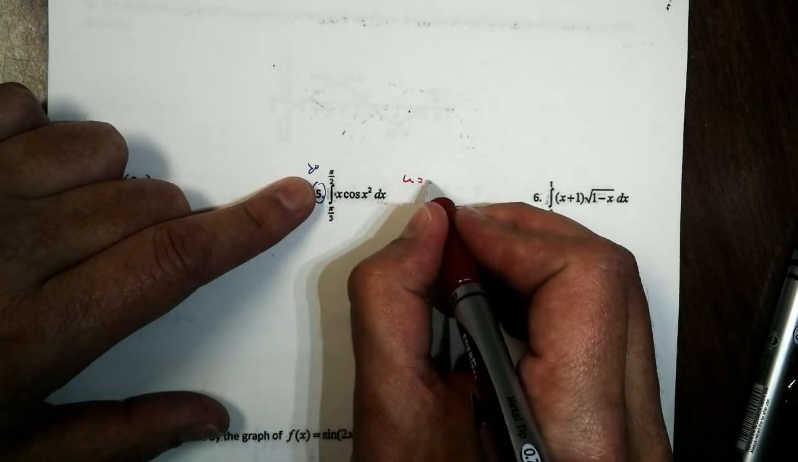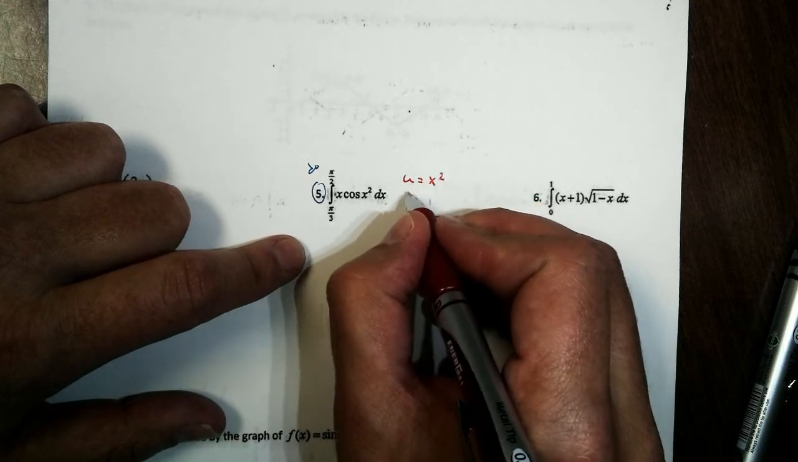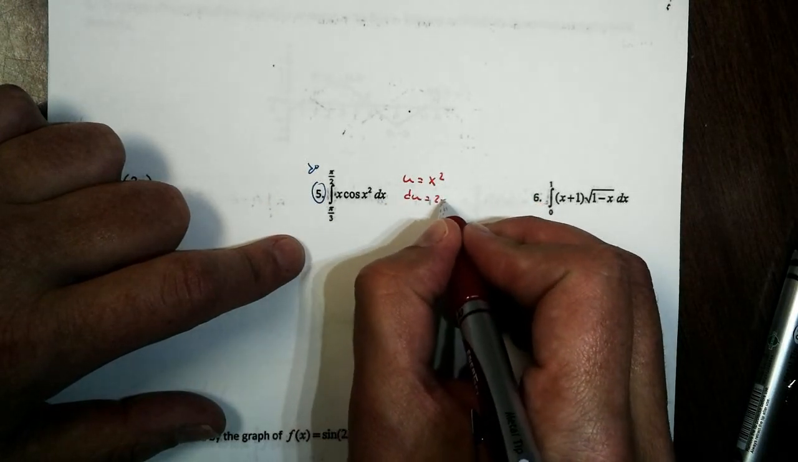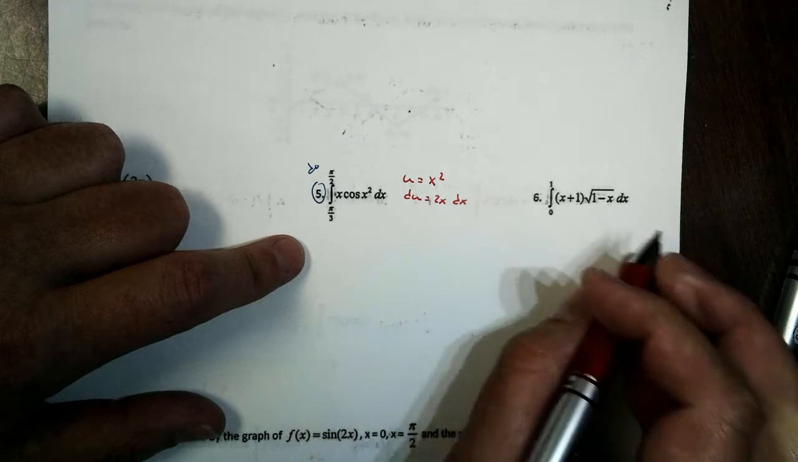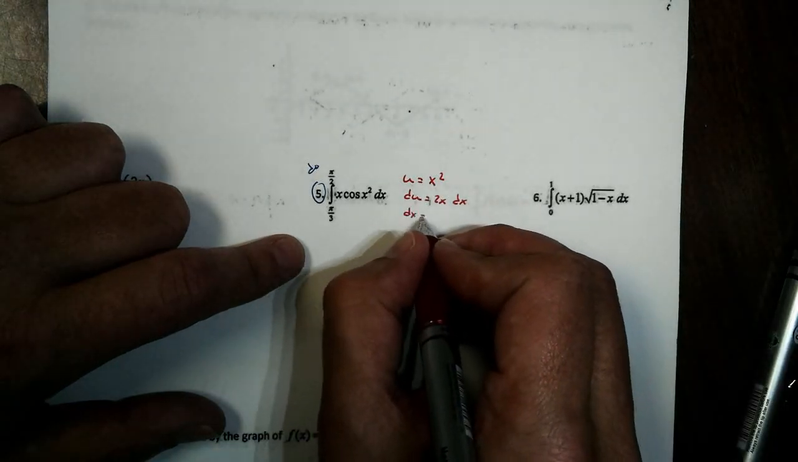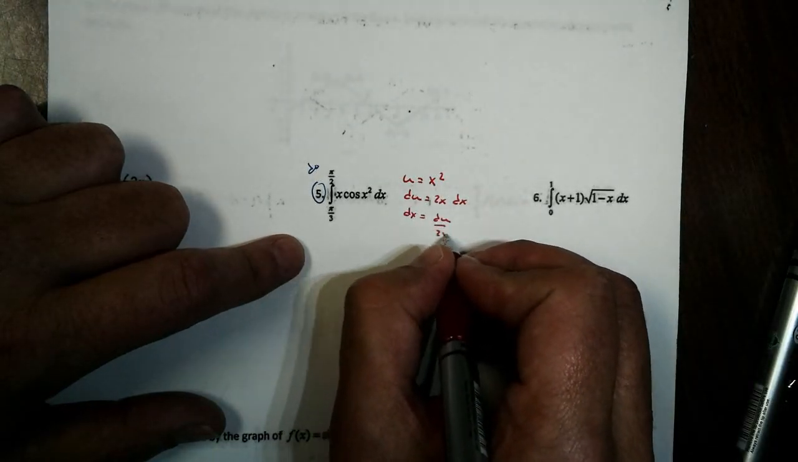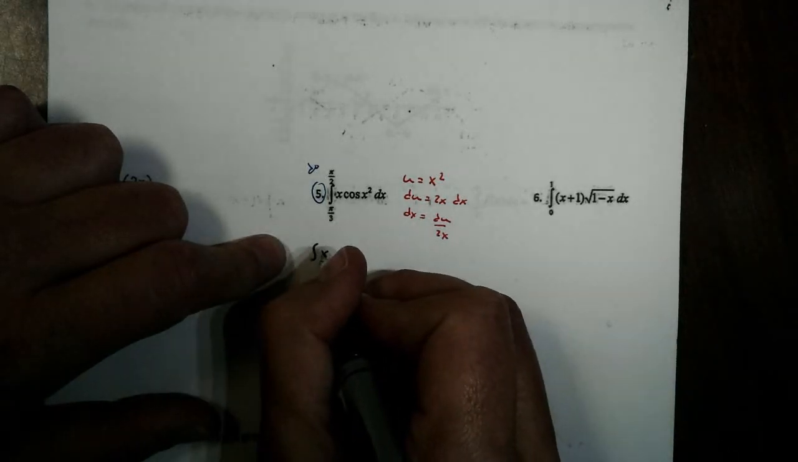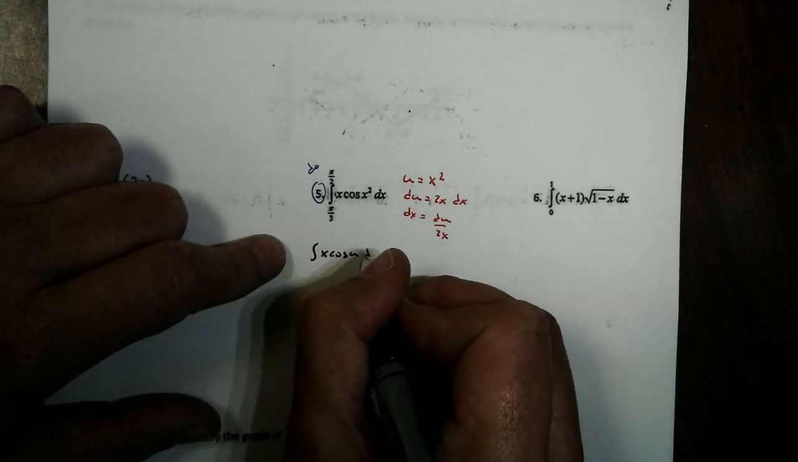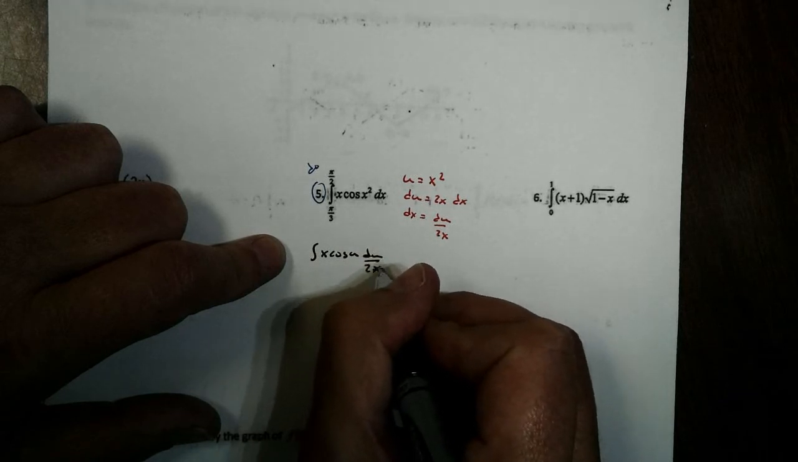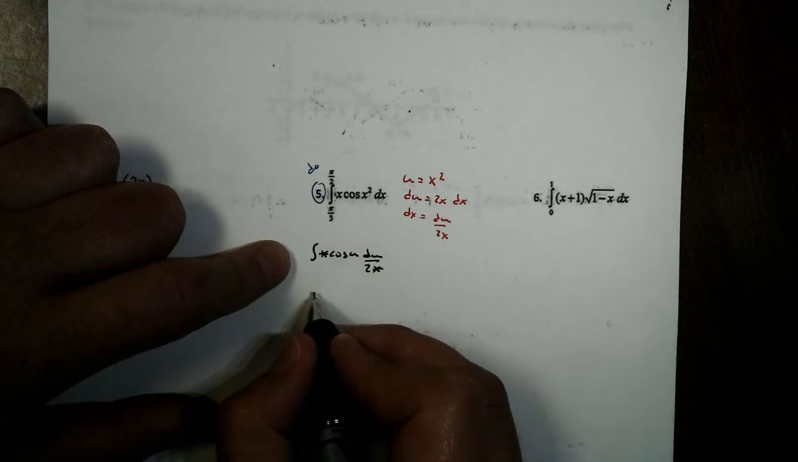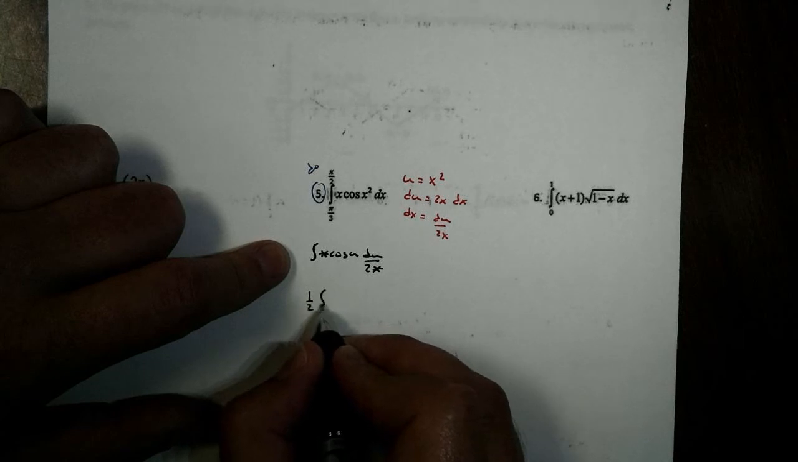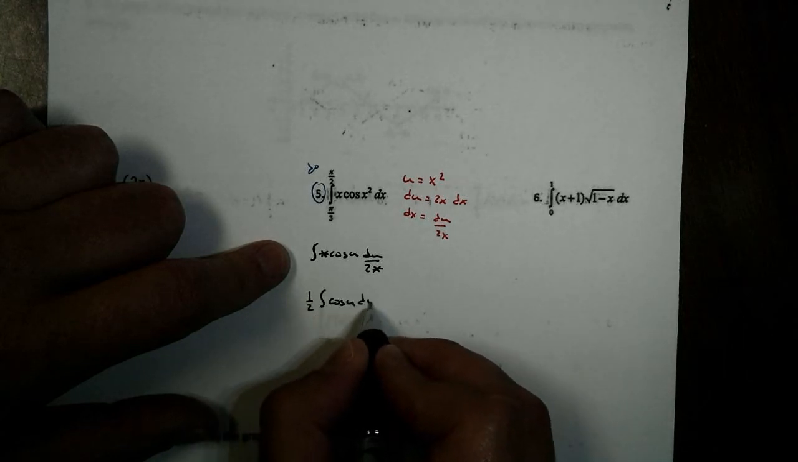So of course our u is going to be x squared. Give me a du: it is 2x dx. dx therefore would be du over 2x. And when I rewrite this, we would get x cosine u du over 2x. Of course, those x's cancel, and I'm left with 1/2 cosine u du.